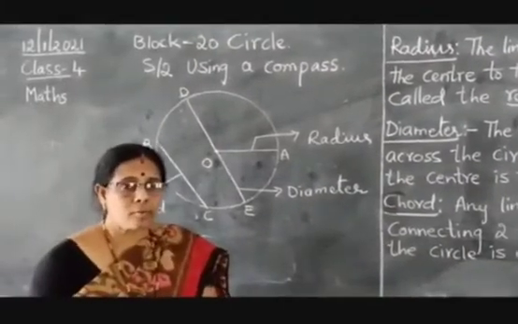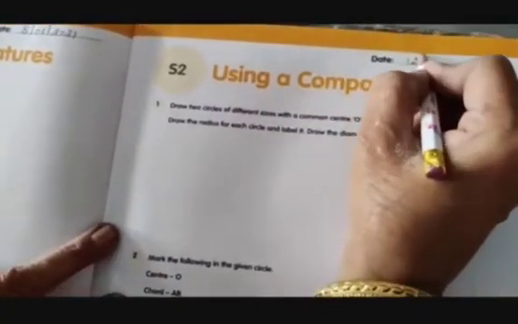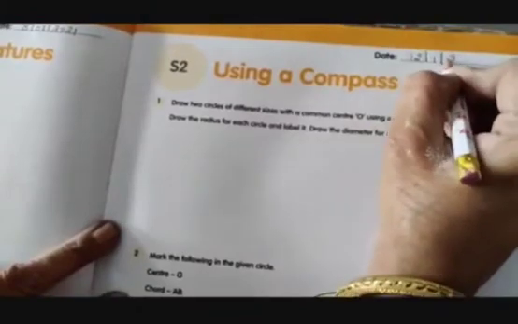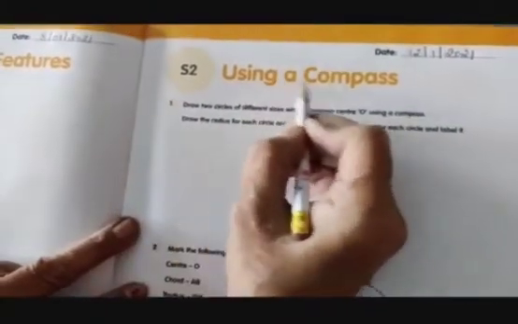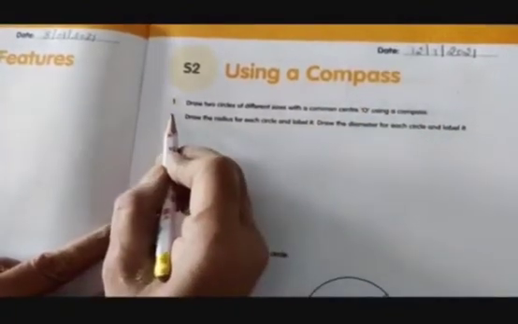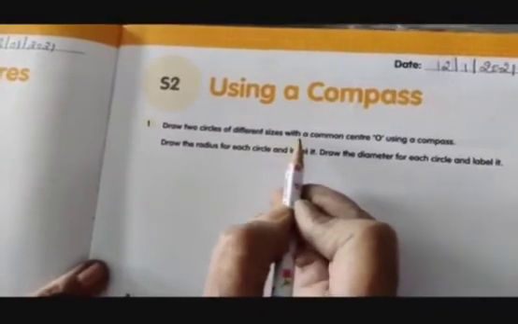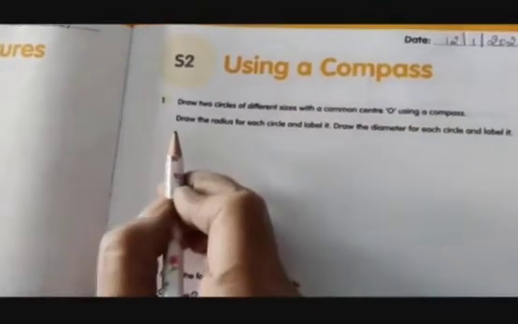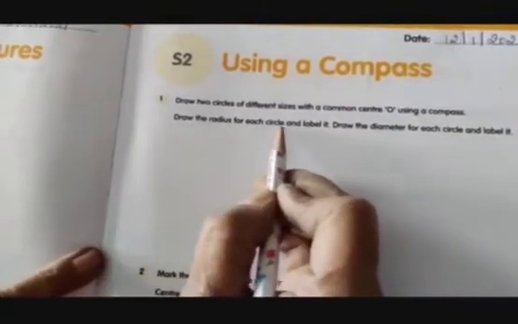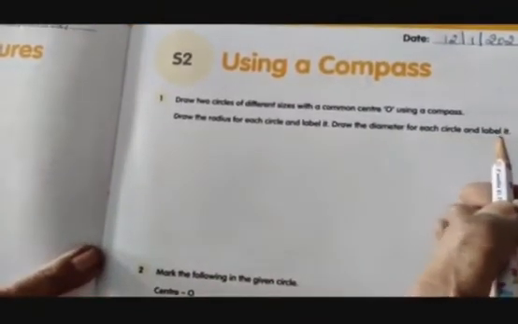Now open your workbook, we will do workbook sums. Write the date, 12/1/2021. S2, using a compass. First question, draw 2 circles of different sizes with a common center O using a compass. Draw the radius for each circle and label it. Draw the diameter for each circle and label it.